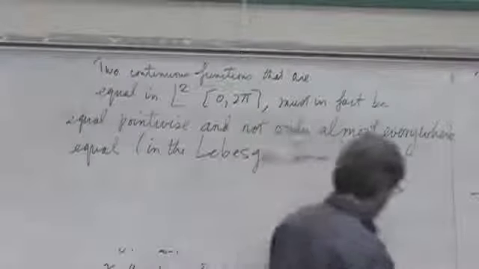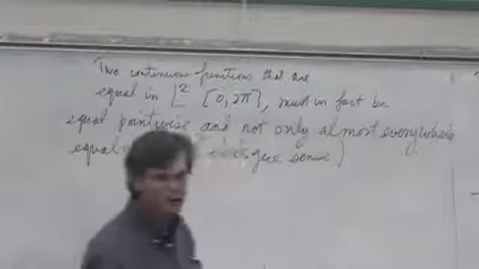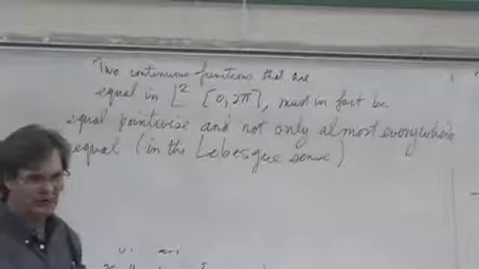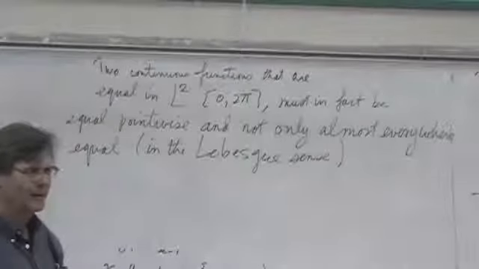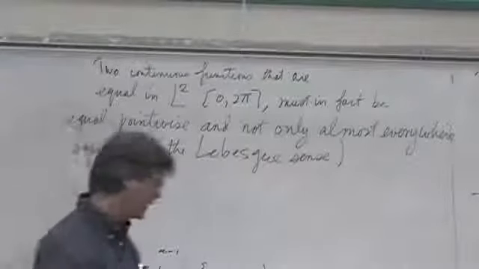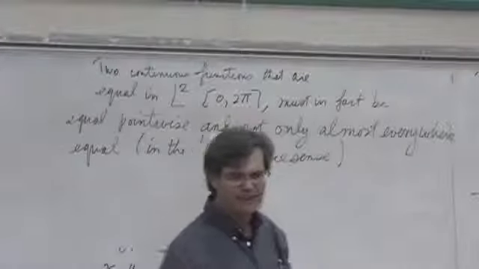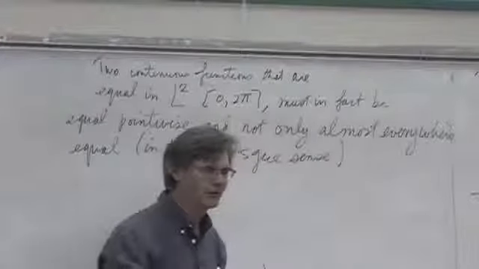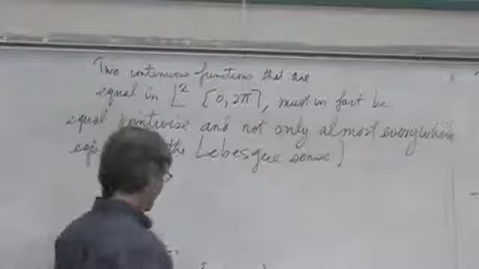So the integral is set up so that if two functions are almost everywhere equal, then their square integral is going to be the same. The set of measure 0 is not going to affect the integration. It just won't. It's just like multiplying something by 0. You get 0.